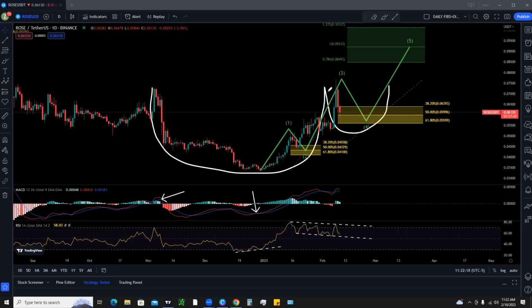So that's why we have this here. It's a potential cup and handle. It's in the formation. We have a cup. We need to see if we're going to get a handle. And the handle also aligns with our major retracement levels. So it's going to be really interesting to see how it plays out.